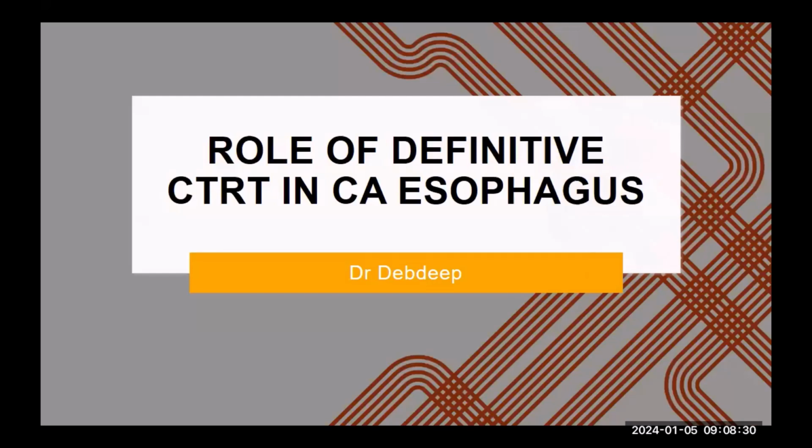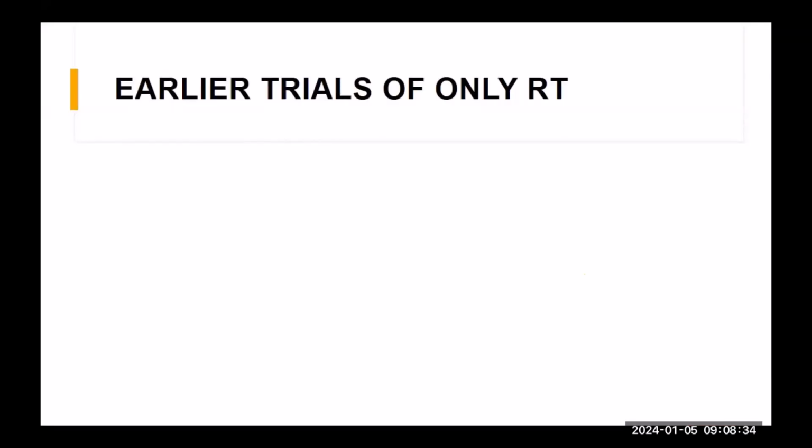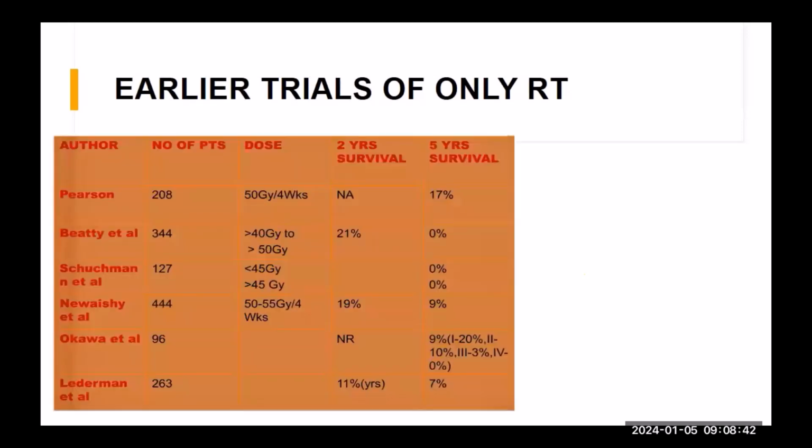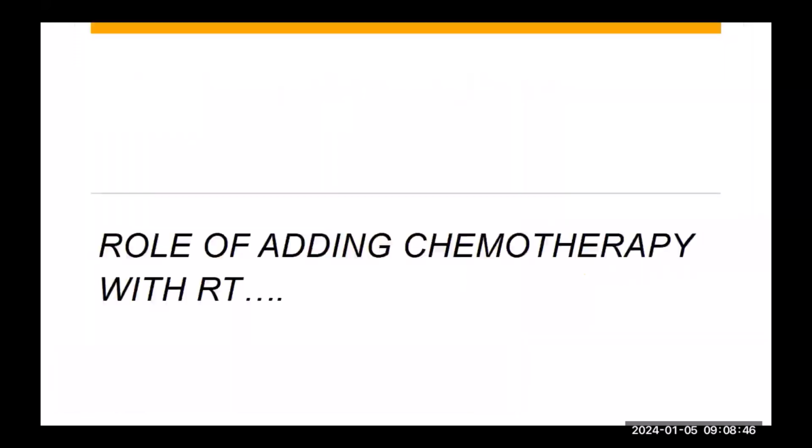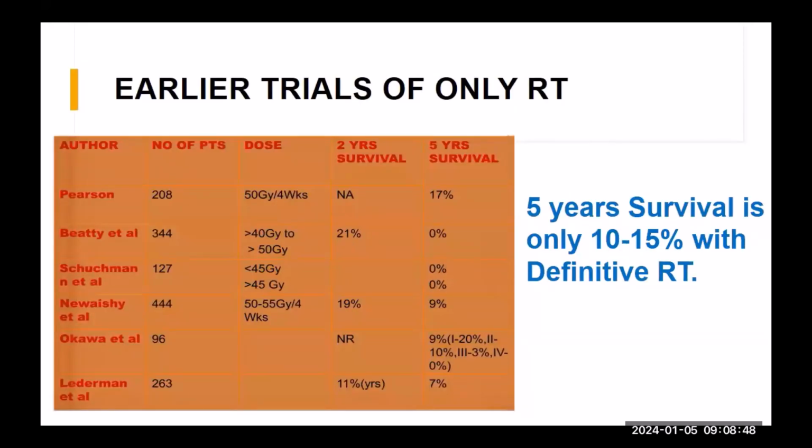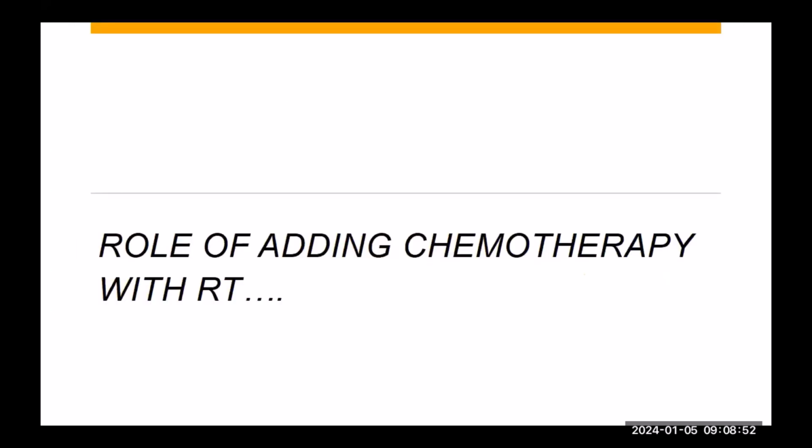Good morning. So I'll discuss the role of definitive CTRT in carcinoma esophagus. If you see the earlier trials of only radiotherapy without chemotherapy as a mode of non-surgical treatment in unresectable esophagus, the overall survival with only RT is not good. The 5-year survival is only 10 to 15% with definitive radiotherapy. So in this context, this comes whether adding chemotherapy with RT will increase the survival and local regional control.